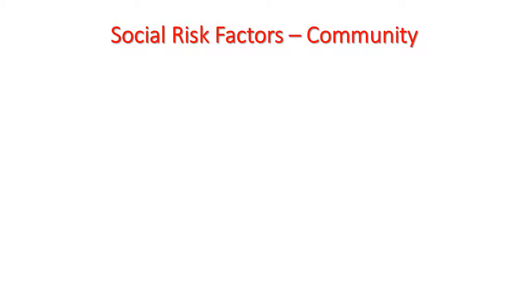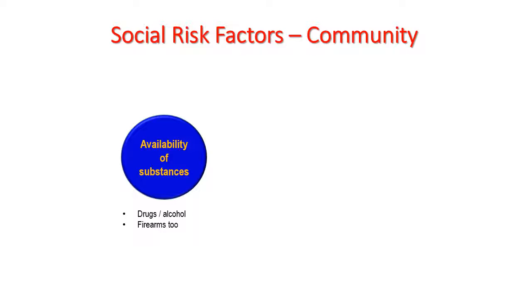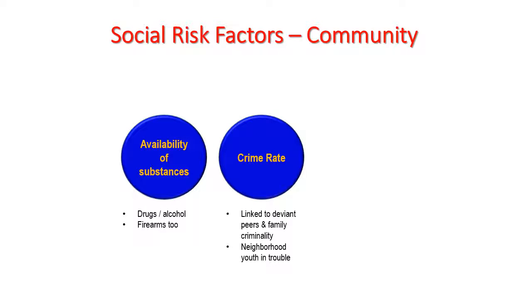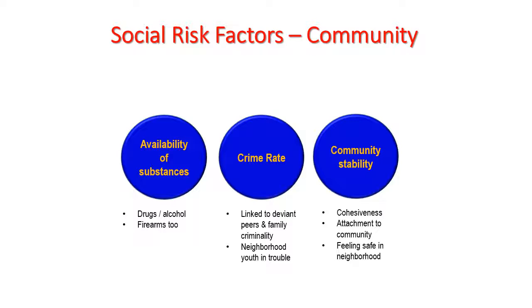In terms of the larger community, some of the factors that influence the development of delinquent behaviors are, for example, the availability of substances such as drugs and alcohol for the delinquent to experiment with or eventually get hooked onto, as well as the availability of firearms, especially when we're looking at the rates of more violent crimes. Individuals who grow up in societies with higher crime rates are also more likely to be involved in crime themselves, especially if the crime rates within their particular neighborhood are much higher. Finally, children who grow up in a more stable or cohesive community, who feel safe within their communities, are less likely to be involved in criminal behaviors.